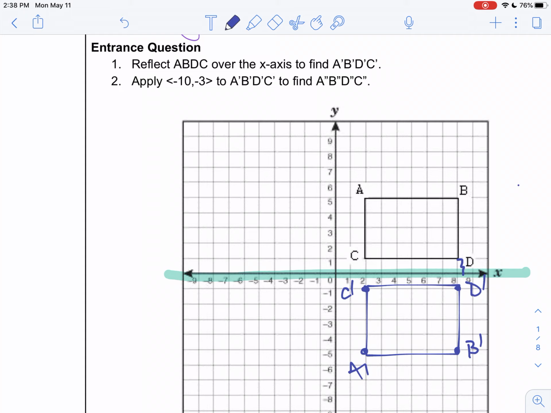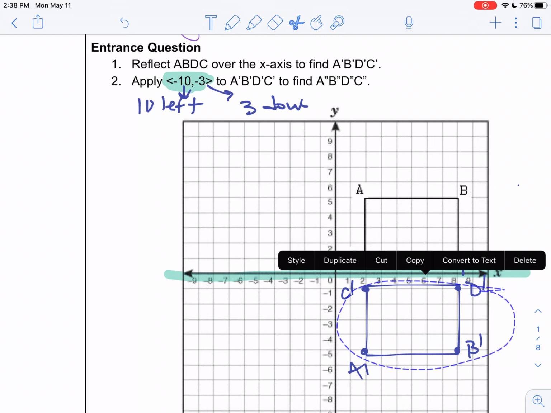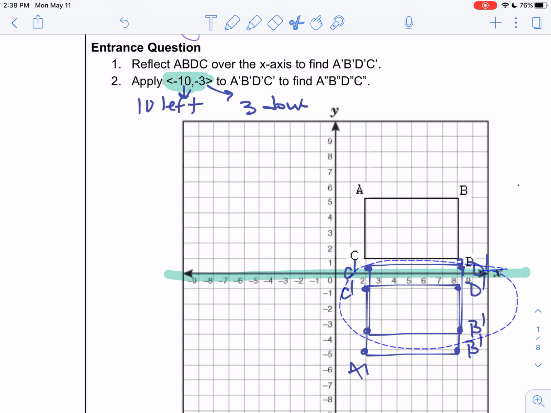All right. When we apply a vector translation, remember the first number indicates the x change and the second number indicates the y change. So we are going to move 10 units left, as indicated by the -10, and we will move 3 units down. So to make this a little easier on myself, I'm going to copy that and paste it.